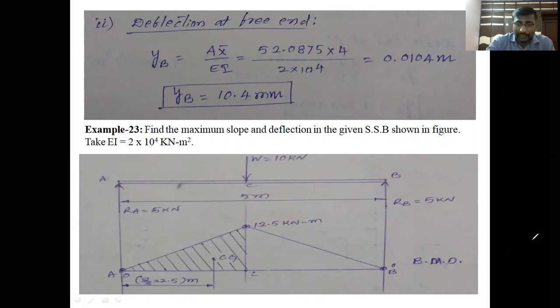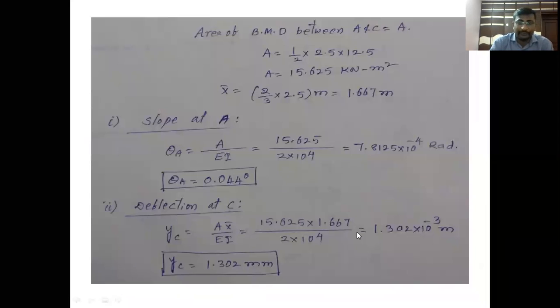These two are calculated by using the moment area method. How to calculate by using the moment area method? First of all, the area of the bending moment diagram between A and C.